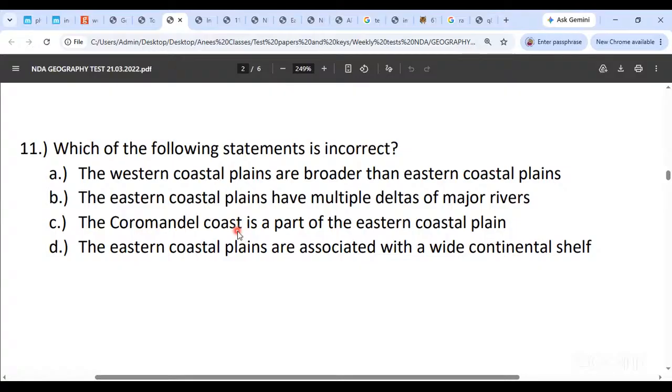Western coastal plains broader है क्या ईस्टर्न से? नहीं, नहीं, they are way narrower, right? तो ये वाला स्टेटमेंट सही नहीं है. ईस्टर्न कोस्टल प्लेन्स के मल्टीपल डेल्टास होते हैं. हाँ जी है, कृष्णा, कावेरी, गोदावरी, महानदी.